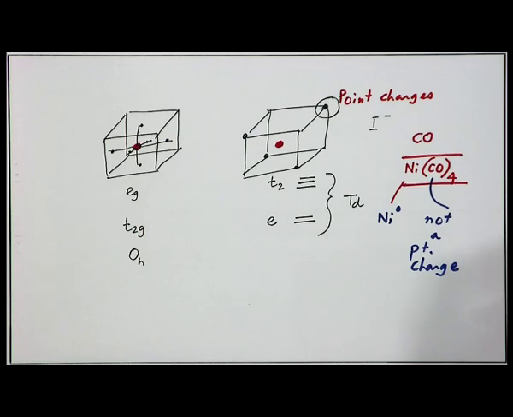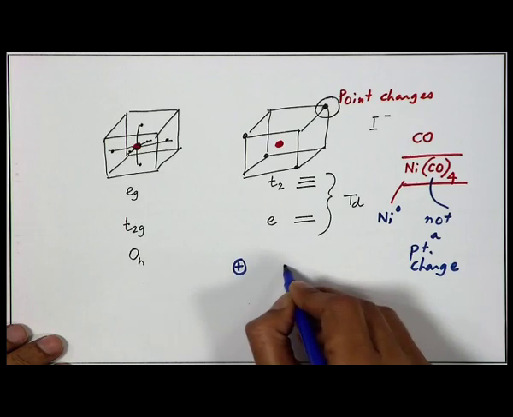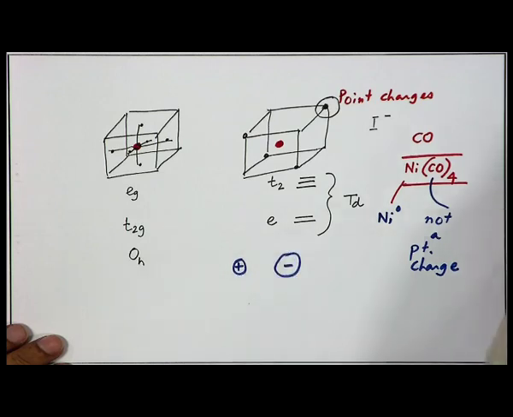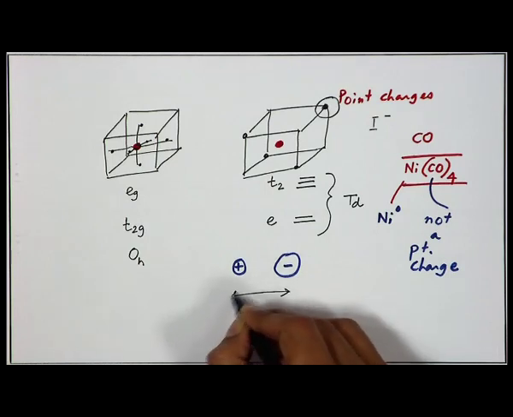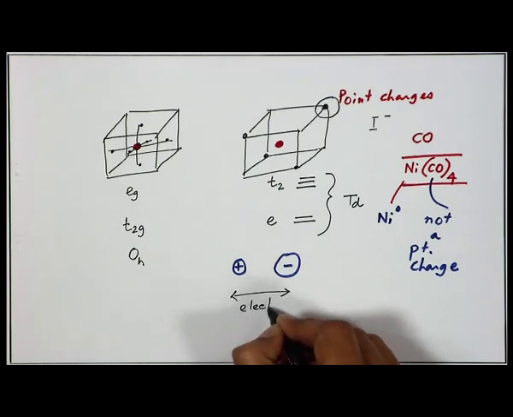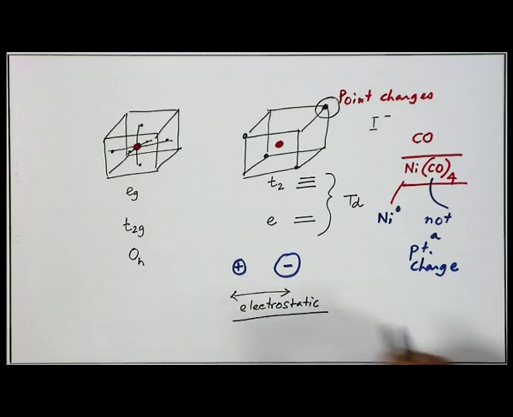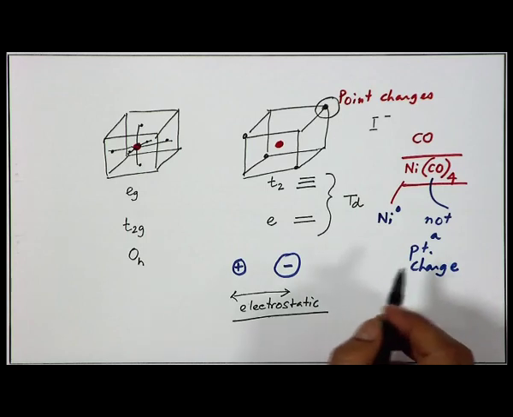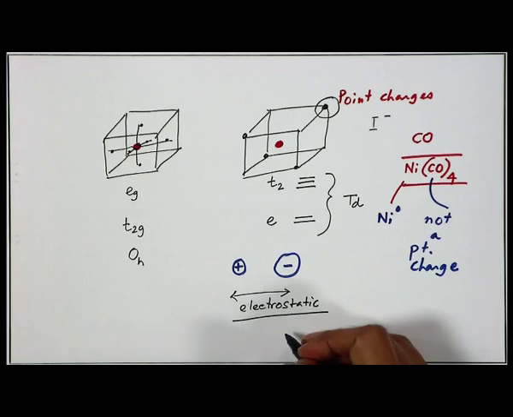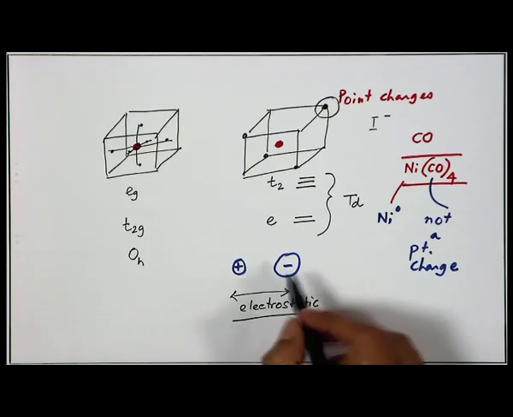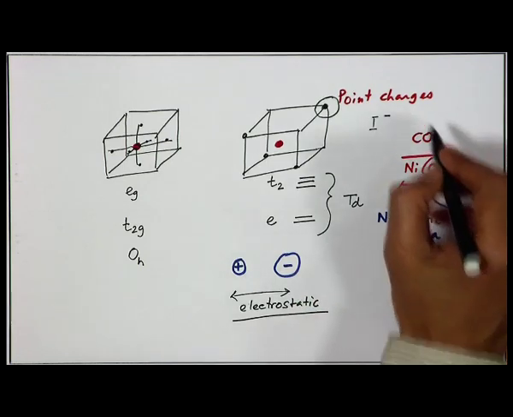So, if we do not consider that point charge, the typical interaction we have been discussing so far is between the positively charged metal ion and the negatively charged ligand, and we consider that interaction as purely electrostatic. That means the electrostatic interaction we see in rock salt, like sodium chloride, but that electrostatic interaction is not present here.